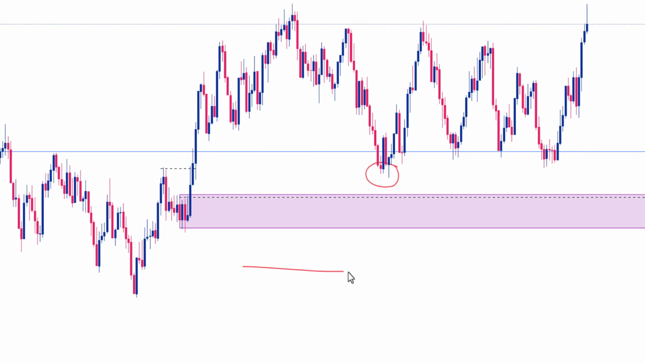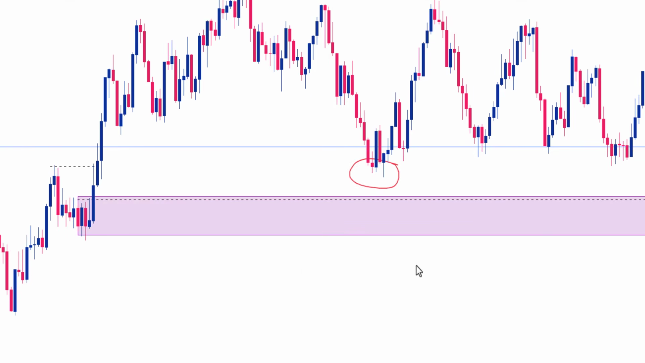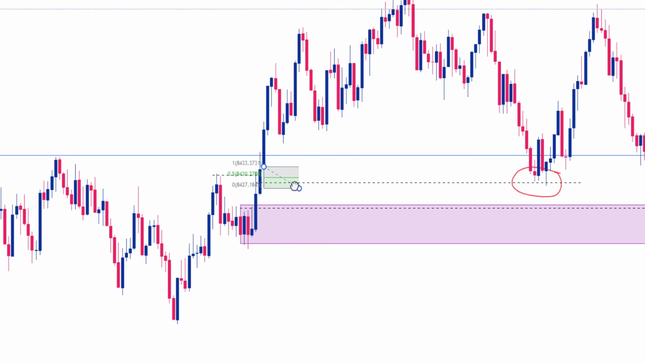Implied fair value gap is simply something that ICT taught. If you see this kind of price action, we don't have a fair value gap here because this one and this one have traded through each other. So you will measure 50% of this wick, 50% of this, and put your line there, right here. 50% of that, and then 50% of the other wick. And that is your implied fair value gap. It is right somewhere around there.